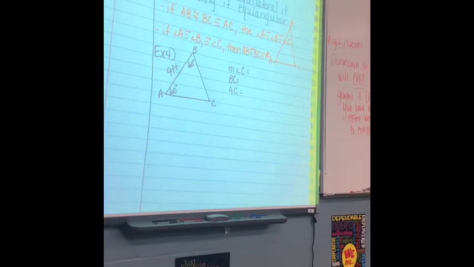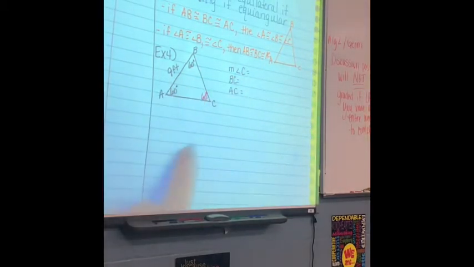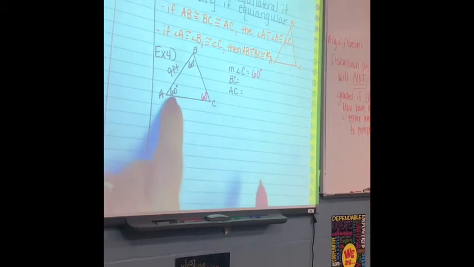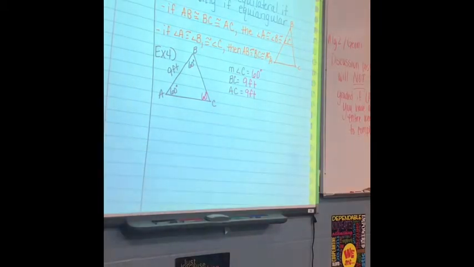Because 60 times 3 is 180. If 2 of them are 60, the third one has to be. If you added 60 and 60, you got 120. You subtract that from 180, you would get 60, right? So my angle C is 60 degrees. And if all my angles are the same, what should I know about my sides? So this would be 9 feet, and this one would be 9 feet.